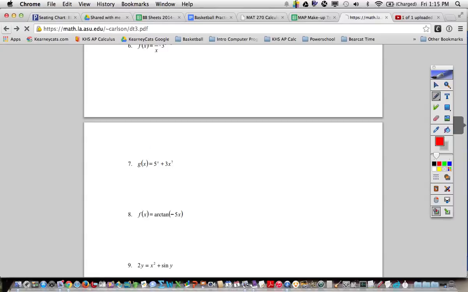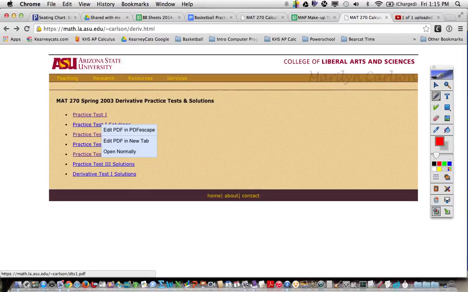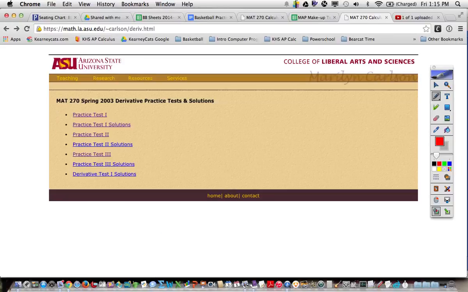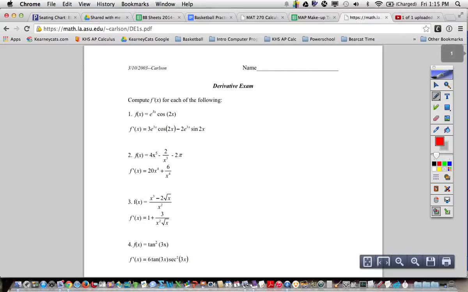Okay, and then it's got them worked out. I believe it's got the solutions here. I haven't looked at those, to be honest. Looks like they just have them written out. They got the problem and the answer written there. So you can take a look at those. And then I'm not sure what this is. This must be the actual test they gave. This must have been the actual derivative exam.